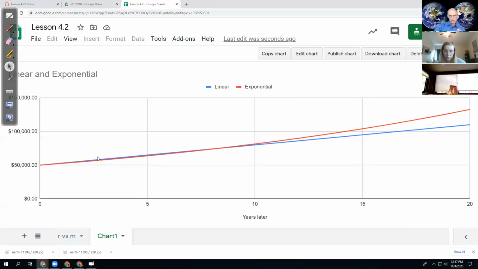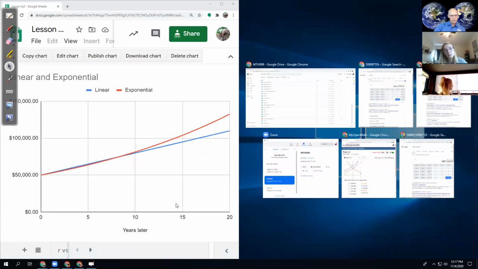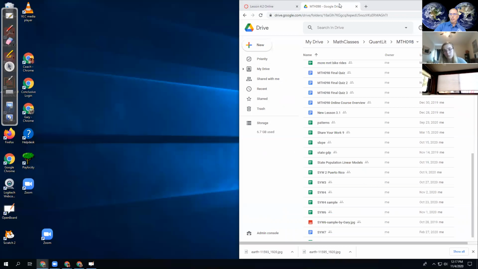So even though the linear starts off a little better, I wonder if I narrow this, if we can see that better. Let's pull that out. It's still kind of hard to see. That's all right. Let's put that back here.